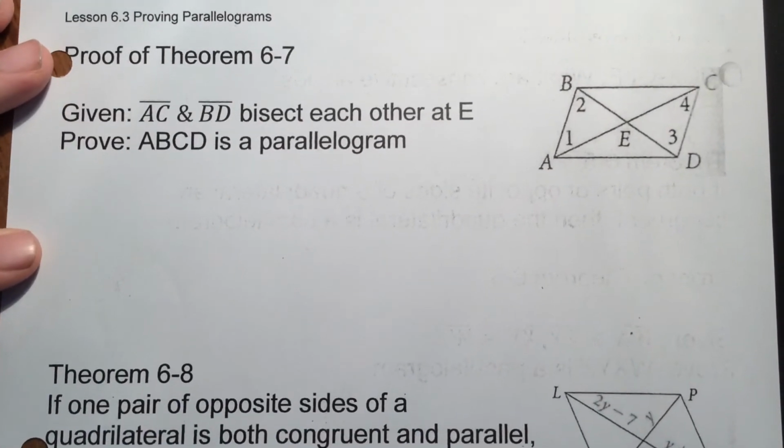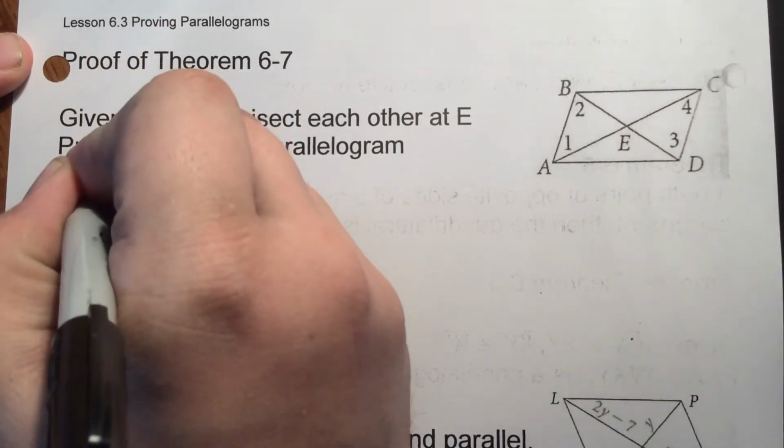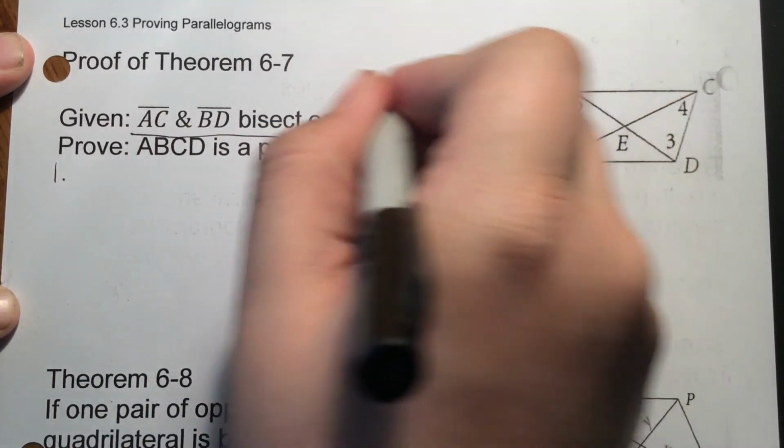Okay, I was kidding. I guess we're going to prove theorem 6.7. That was my bad. So, theorem 6.7 was that if we know the diagonals bisect each other, then we know it's a parallelogram. So, this is another paragraph proof. I will try to put it into a 2-column, and we'll go from there. So, number 1 is our given here.